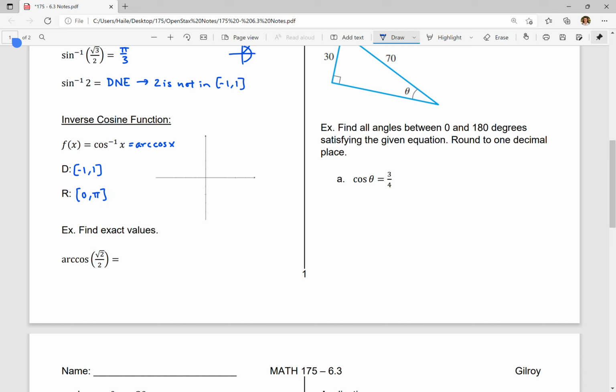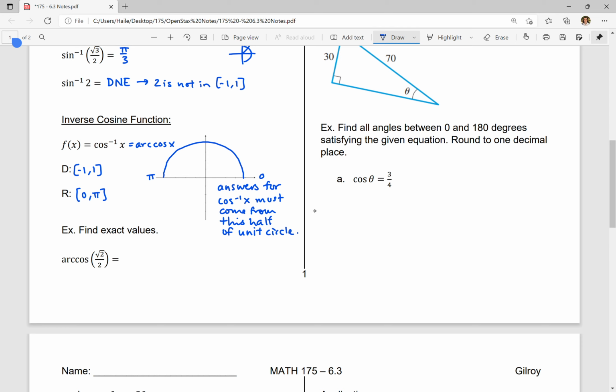If we think about what this looks like on the unit circle, this means that our answers have to come from that top half of the unit circle. So for cosine inverse, your answers for cosine inverse of x must come from this half of the unit circle. Okay, so much like we did with sine inverse, we're going to work a few examples with cosine inverse.